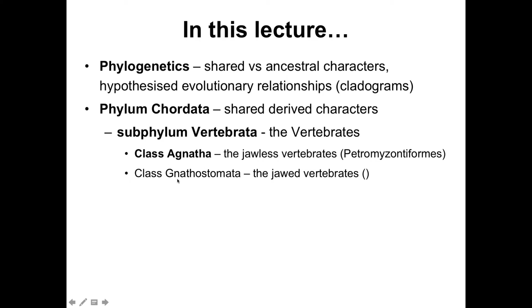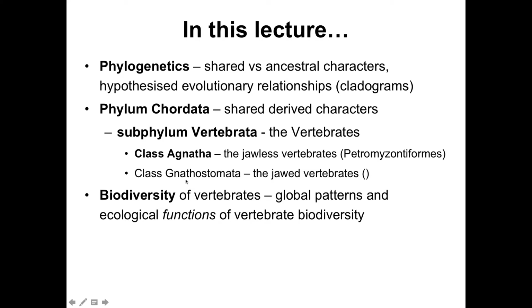And then we'll talk a little bit about the rest of the vertebrates that have a jaw, that have evolved a jaw, and they are the Gnathostomata. And then the last part of the lecture we will focus on biodiversity of vertebrates, looking at some overall global patterns of biodiversity of vertebrate animals and some of the ecological functions of that vertebrate biodiversity.